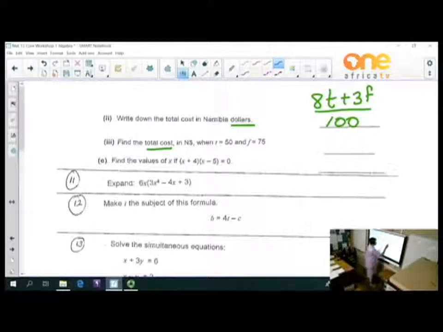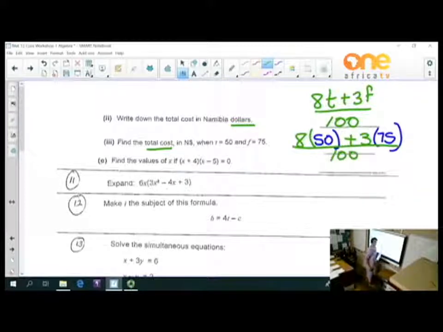Still very easy. So it is then 8. And now I substitute the 50 cents there in T's place. Plus 3 times. And this is then 75. Divide by 100. Can you see? I just substitute in that formula. Find the total cost. So now we just do that on our calculators. 8 times 50 plus 3 times 75. And we're going to divide it by 100 because they want the answer in dollars. And I got 6.25. Sorry, this is this question, 6.25.